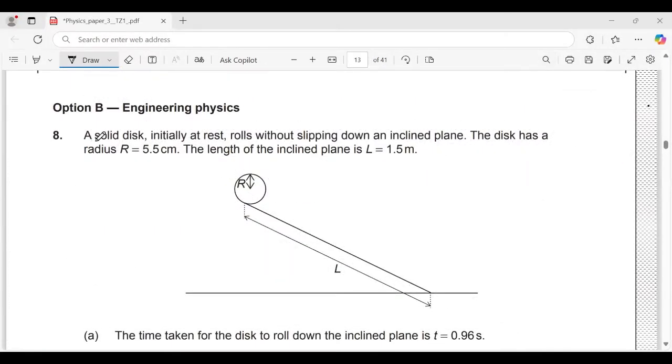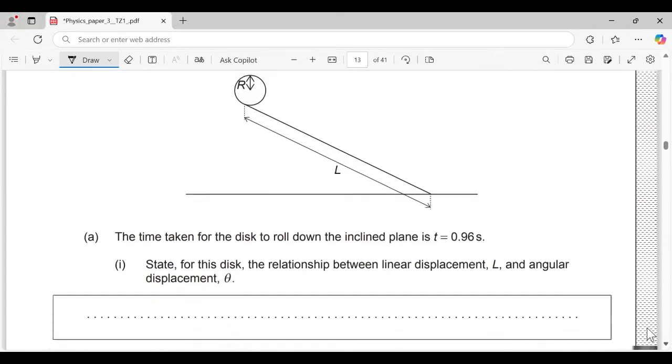Number 8, a solid disk initially at rest rolls without slipping down an inclined plane. The disk has radius 5.5 centimeters. The length of the inclined plane is 1.5 meters. This is the diagram. And then the time taken for the disk to roll down the inclined plane is 0.96 seconds.